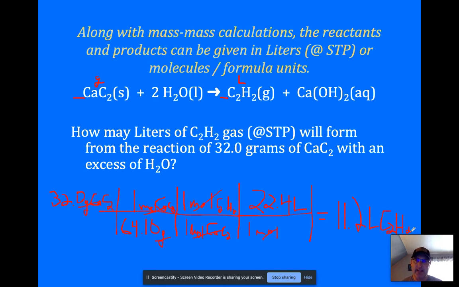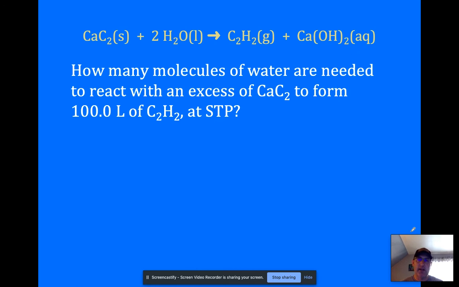All right, next and final example problem. This is based on the same balanced equation: CaC2 plus 2H2O yields C2H2 plus Ca(OH)2. How many molecules of water? So we want molecules, not moles. Molecules, individual units. So right then you can think my answer is going to be large.